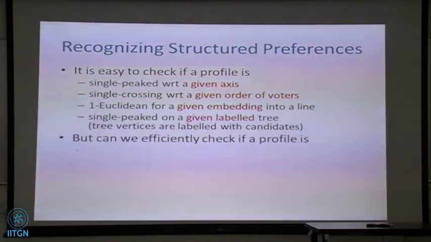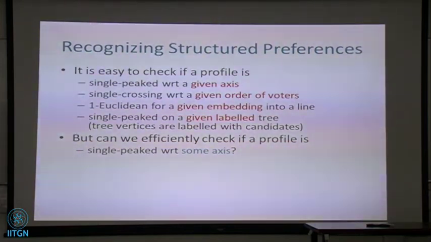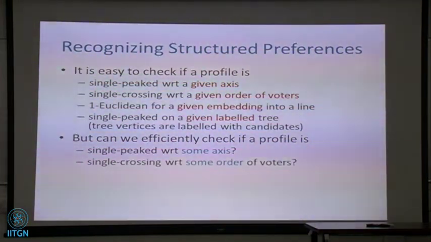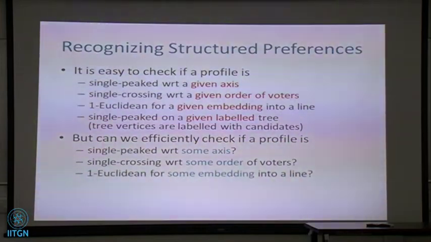So here are interesting, non-trivial questions. Can we efficiently check if a profile is single peaked with respect to some axis? Now the game is, you are given a profile, you suspect that it's single peaked, but you don't know the axis. Can you check if it's actually single peaked for some axis? Can you generate that axis? Same question for single crossing, same question for Euclidean.